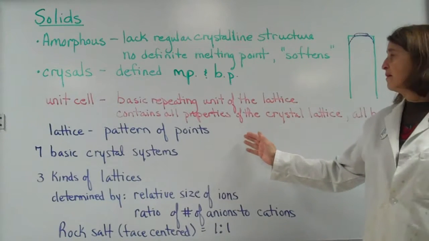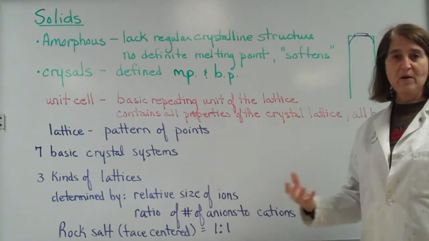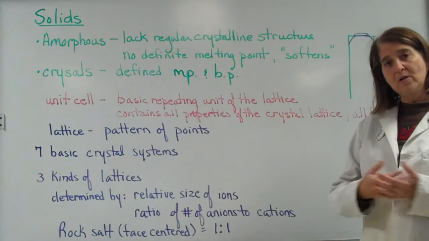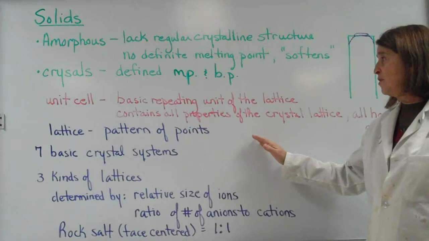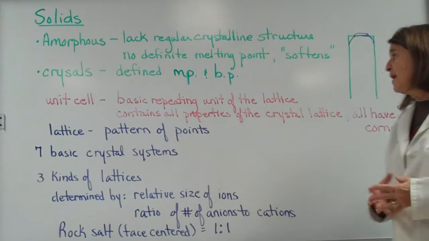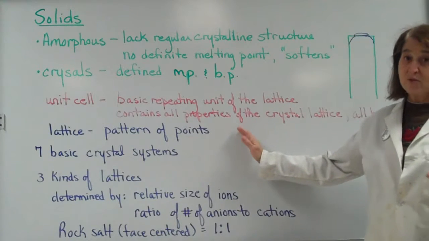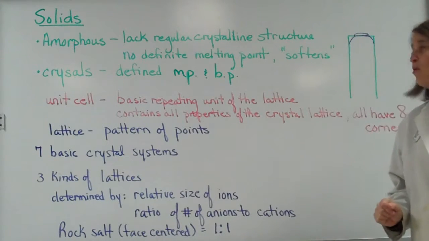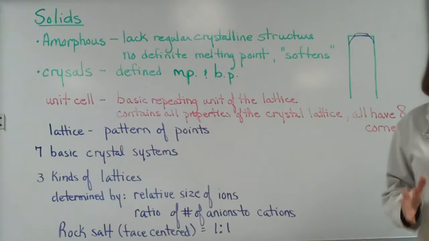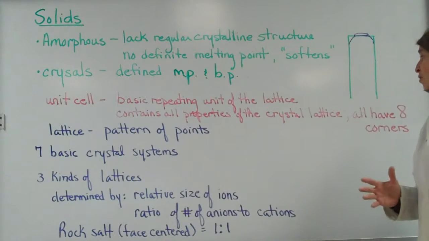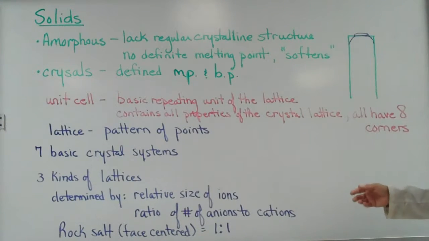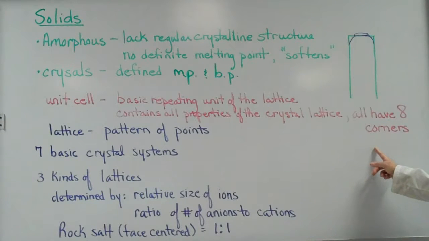The basic building block of all solids is going to be the unit cell. This is a basic repeating unit of what's called the crystal lattice. And the lattice, which I'll be showing you, is just a pattern of points. This unit cell is going to contain all the properties of the crystal lattice. And it's going to have 8 corners.